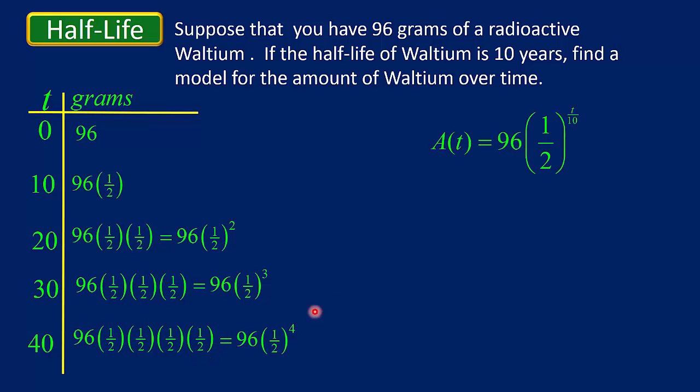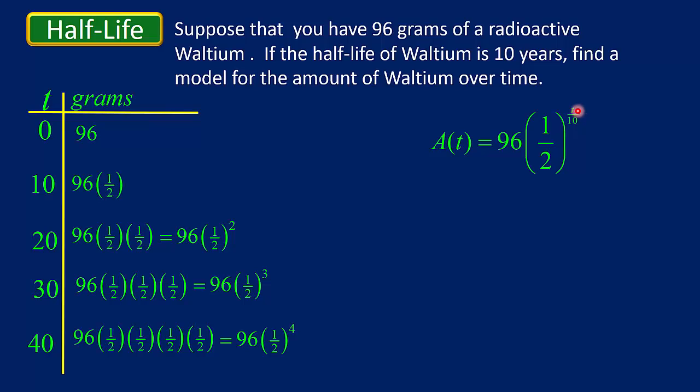So how might that look? Well, think about this one. Think about the initial amount, 96, and then we've got 1/2 raised to a power. Now notice what I did was I put t over 10. See? So when t is equal to 10, what I have here is 96 times 1/2 to the first. Like this right here, see? Now, when t is 20, this up here is 20 divided by 10 is 2. So I have 96 times 1/2 to the second. See, like this right here.